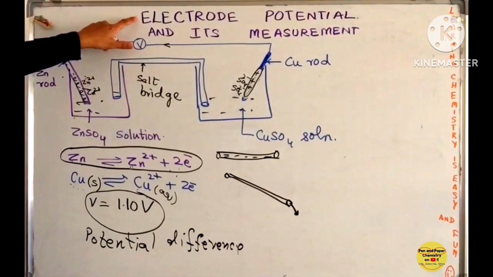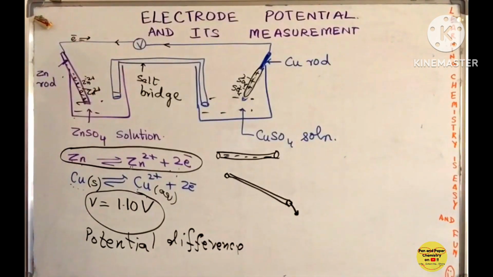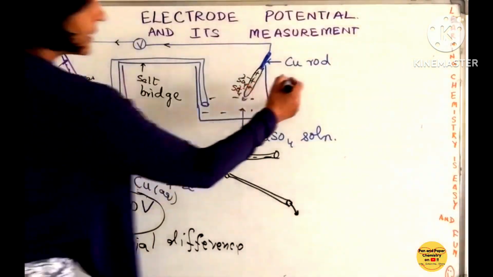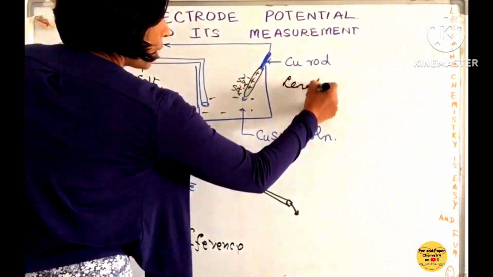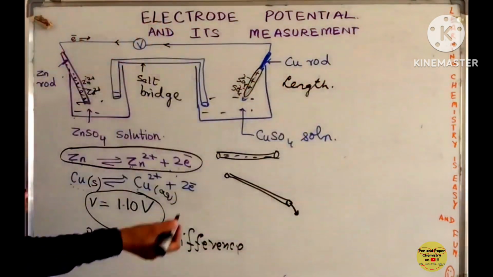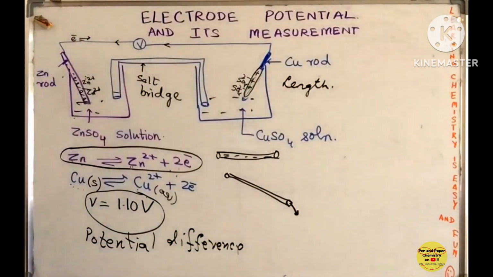So how do we measure the electrode potential? Just like how do you measure the length of any object? You use a ruler, correct? You say 1 centimeter, 2 centimeter, 3 centimeter.